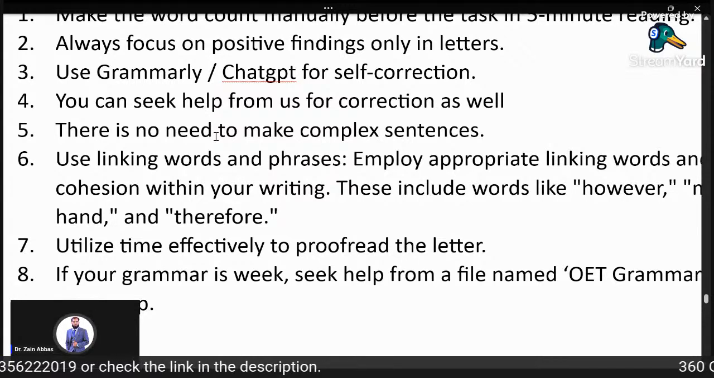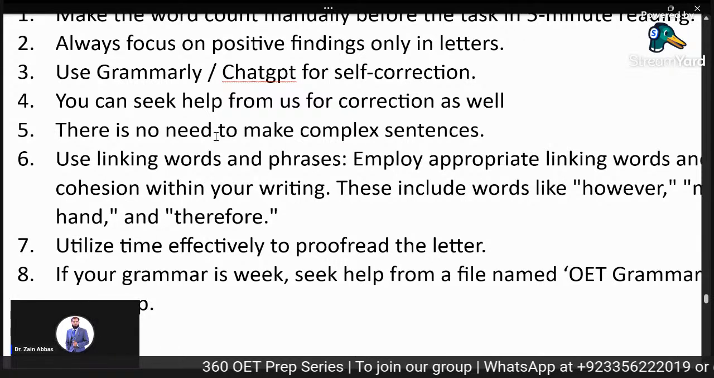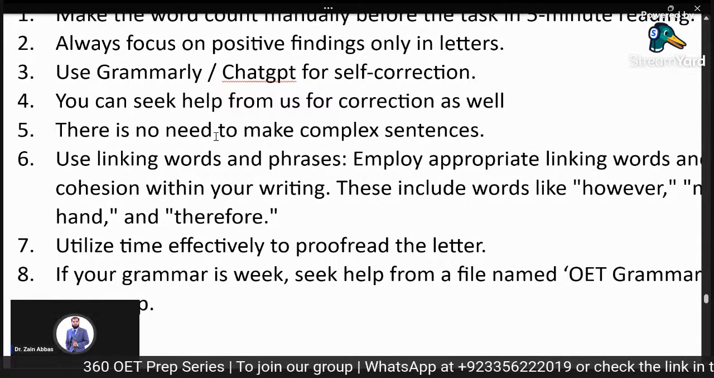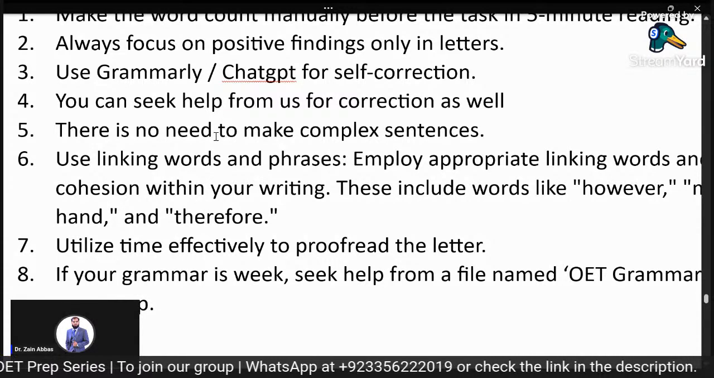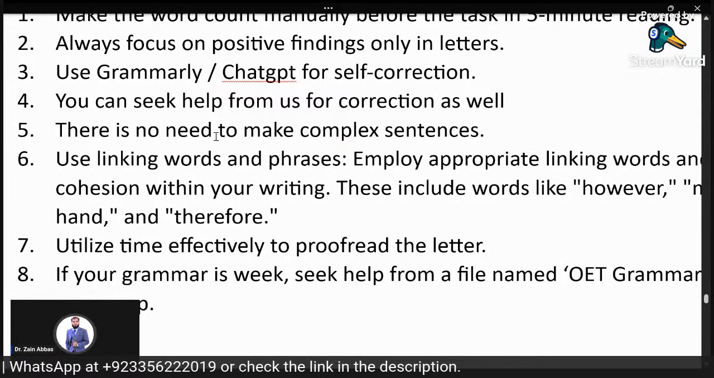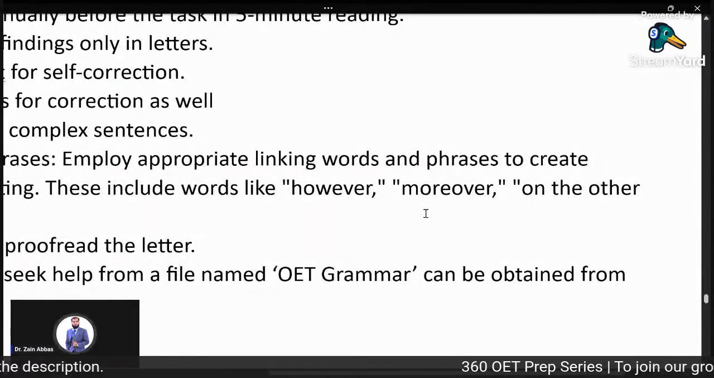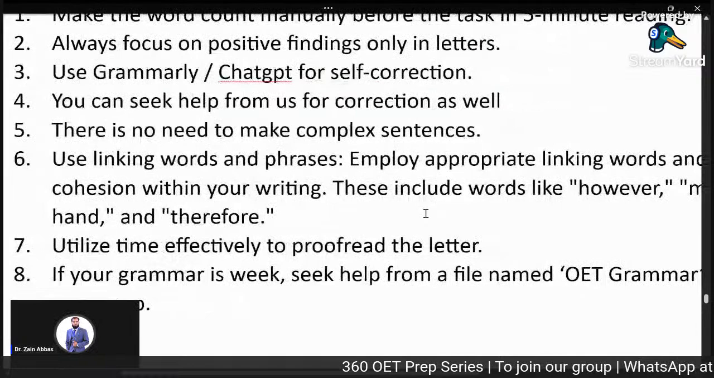There is no need to make complex sentences. Like I have told you, there is no criterion of making complex sentences in marking, and it will eventually lead you to deduction of the marks. The next important point is use linking words and phrases. These are also called connectors, like however, on the other hand, in addition to, moreover, therefore. These important connectors can be used in speaking as well.